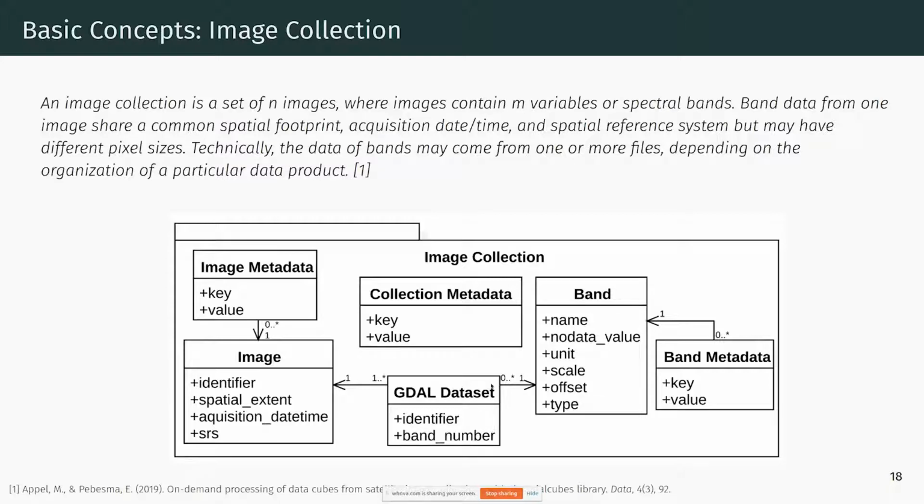And then these GDAL data sets may refer to one or even more bands. So sometimes they have more than one spectral band. So for the example of MODIS, you have one HDF file that contains all the bands. So in this case, it would be just one GDAL data set that contains all the bands. And then the data model for image collections contains also some metadata per band, per image, and also on the collection level.